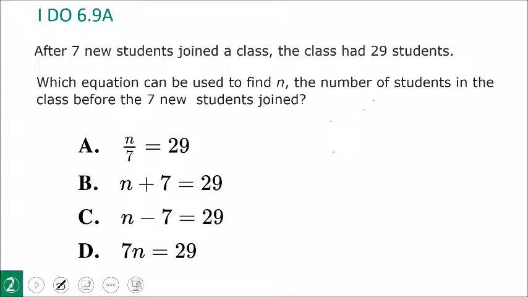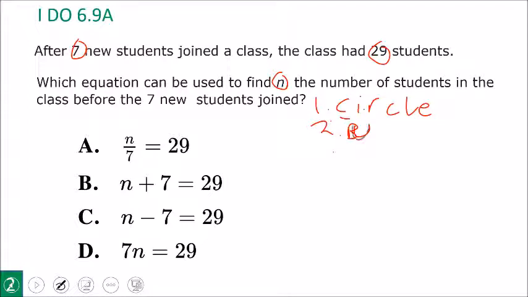Now, Miss Teiglin said that I need to first do my cubes. So I'm going to circle my numbers. 7's a number, 29's a number. And then I also know it says which equation can be used to find n. N is a number. We just don't know what it is. So it's an unknown.